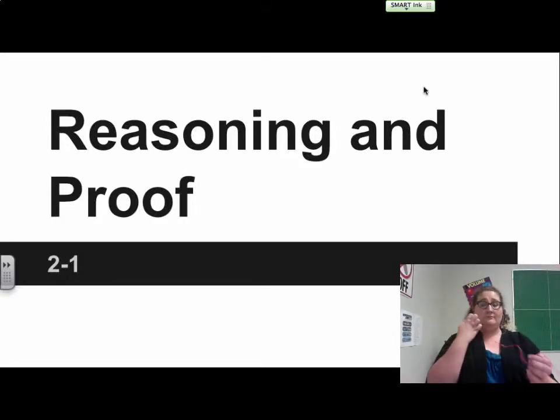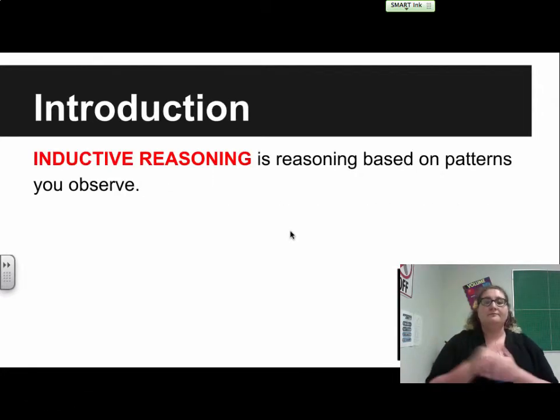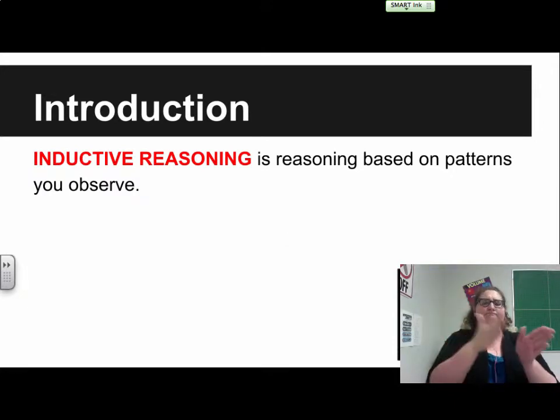Reasoning and proof. Objectives: to use inductive reasoning to make conjectures. Introduction. Inductive reasoning is reasoning based on patterns you observe.